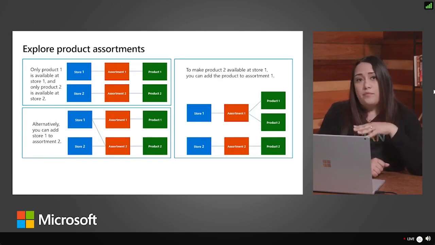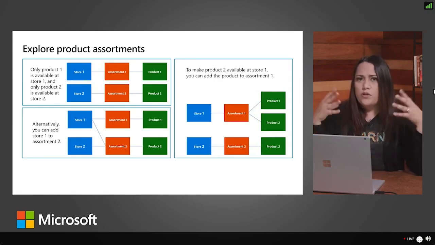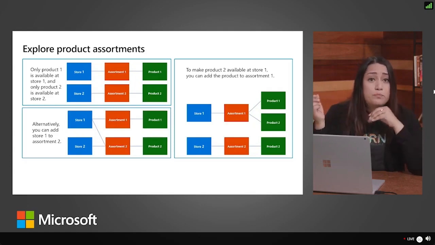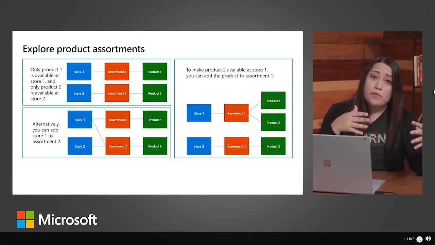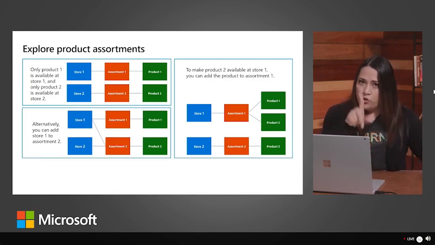In the Commerce app, an assortment is a mapping of one or more channels to one or more products. So this means that the overall product mix of the channel is going to be determined by the published assortments that are assigned to that specific channel. Now, I do want to point out here that you absolutely can configure multiple active assortments per a single channel.